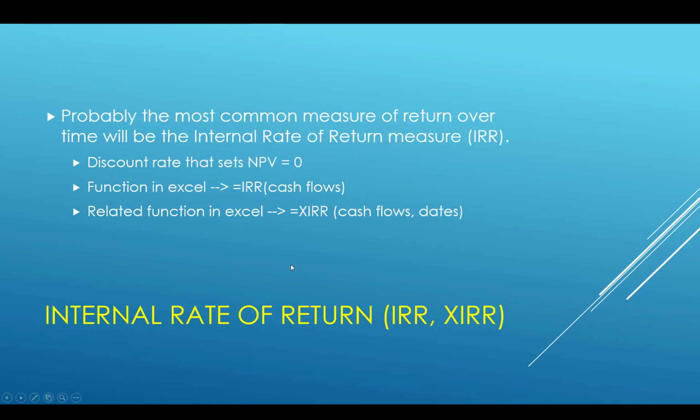All right, let's look at one more very common measure of return we're going to use quite a bit in this class, and that's the IRR function. And then we're also going to add to that the XIRR function. The XIRR is actually probably a better function to use, and it takes into account the specific dates. The IRR function assumes that every cash flow that you have has an equal interval. There's the same space of time between each of those cash flows.